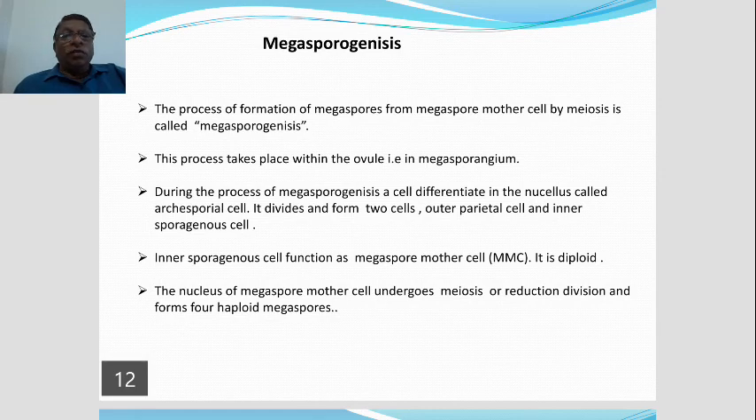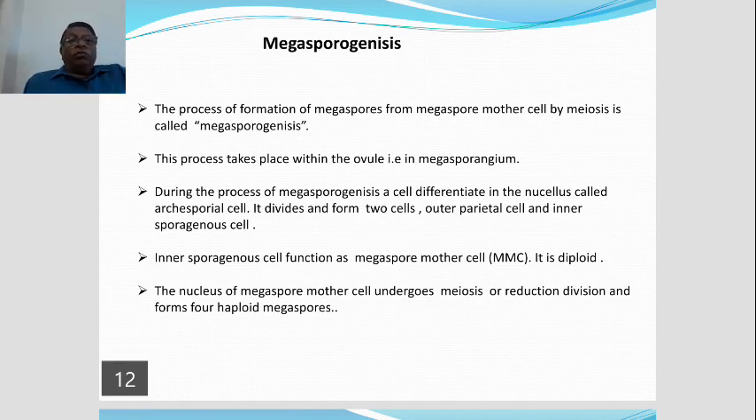This process of megasporogenesis always takes place in the ovule. Ovule means in the nucellus or the megasporangium. Nucellus is a diploid tissue. Okay. Now, we shall see how the megasporogenesis takes place.